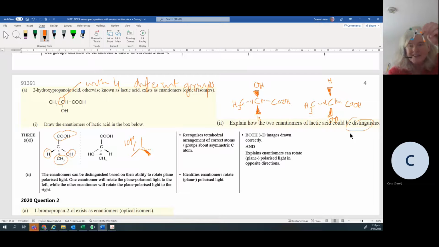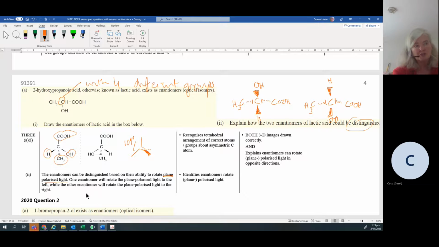Well, I'm sorry, you actually cannot see a molecule. You don't have X-ray eyes to actually see the individual molecules, so you cannot superimpose them. You can only superimpose models. So the way you distinguish them is you put them into a polarimeter and shine plain polarized light. So use that term, plain polarized light. And what each enantiomer does is it rotates the plane of that polarized light.